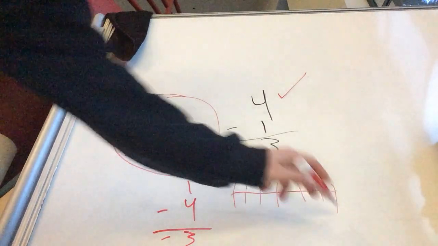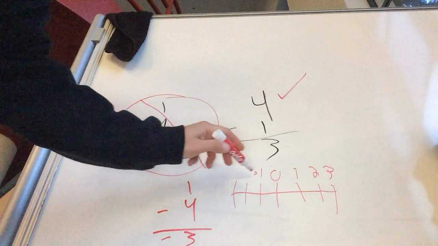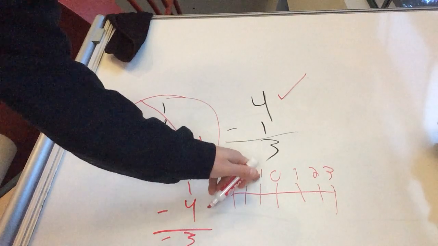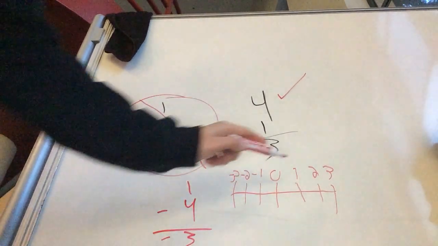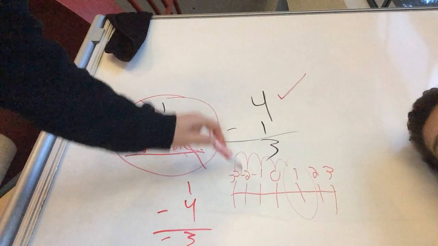We're doing that in the next video, Daddy. 0, 1, 2, 3, -1. That's a -2. -3. We start off with 1. We subtract 1, 2, 3, 4.